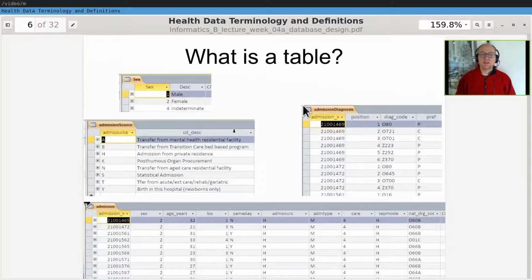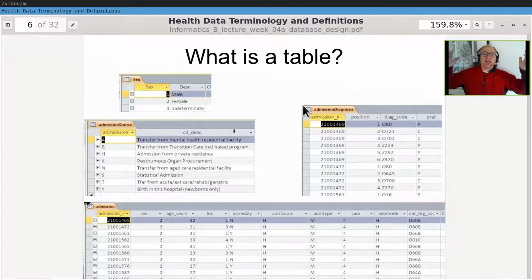Cool. So what is a table? What does a table look like? Tables are rows and columns of data. So the sex table has got sex and description. Columns: sex and description. Rows: 1 male, 2 female, 4 indeterminate. Sex is such a beautiful little table. Small, useful. Then in the main table, the admission table down here, we don't have to put in male, female, man, woman, boy, girl, all the different ways we use to attribute gender.